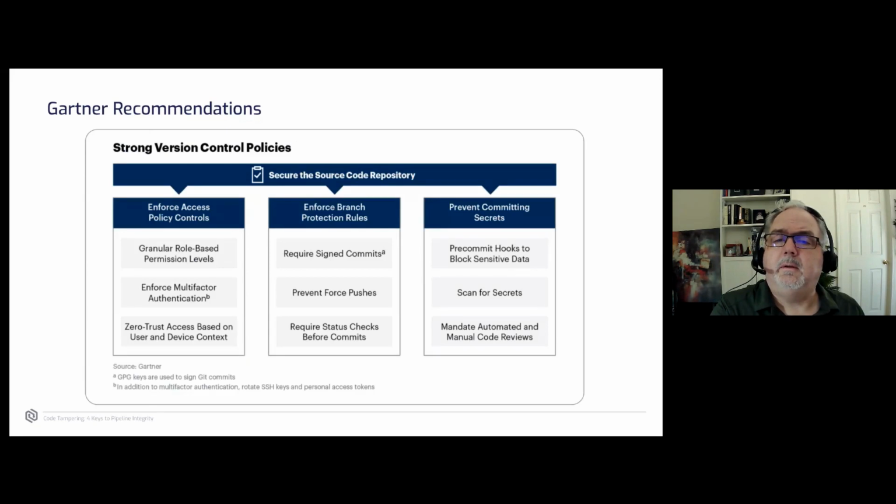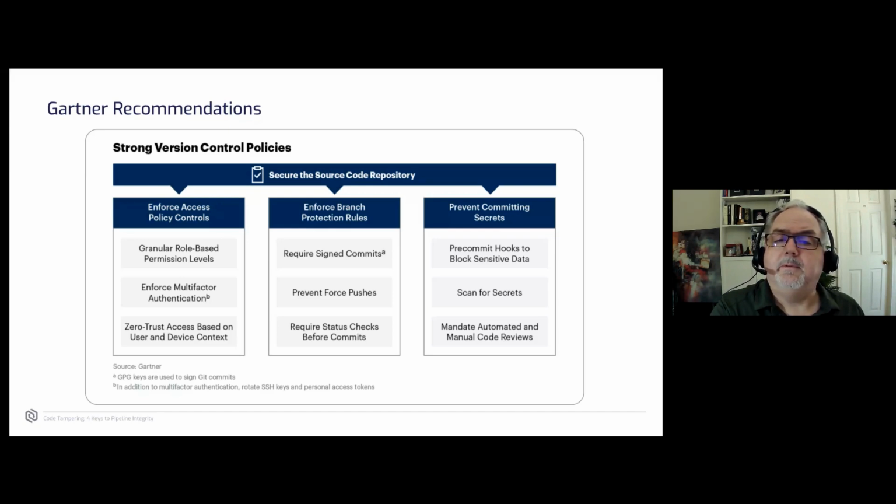The interesting thing is that while the risks are present throughout the application lifecycle, a little early prevention in the form of securing the source code repository provides a lot of protection. Gartner's recommendations include 3 fundamental coding practices. The first focuses on access policy controls, such as establishing granular role-based permissions, leveraging multi-factor authentication, and enforcing zero trust or least privilege access aligned to what users and devices need and actually use.